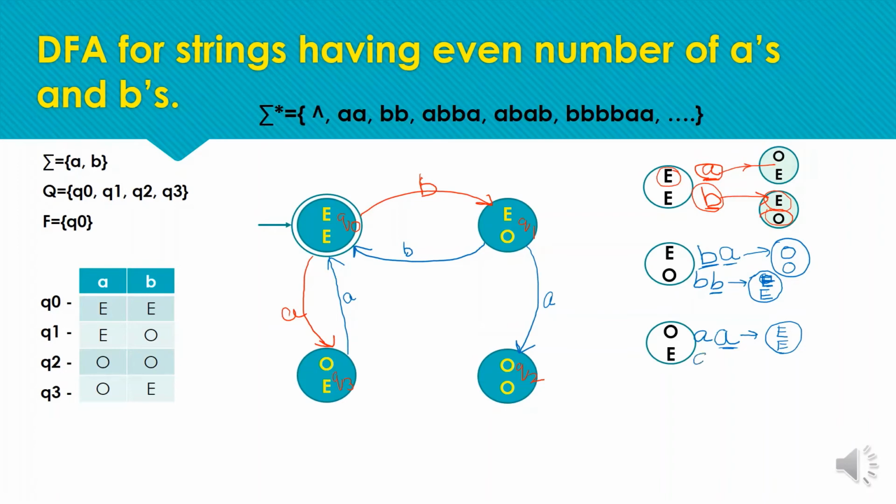Next, being on this state means we have received a single A, and next we have to define the transition for input symbol B. On getting B, the number of A's is the same, odd, as earlier, but now the number of B's has changed from even to odd. So we have to move to the state with an odd number of A's and an odd number of B's, and this is the state.